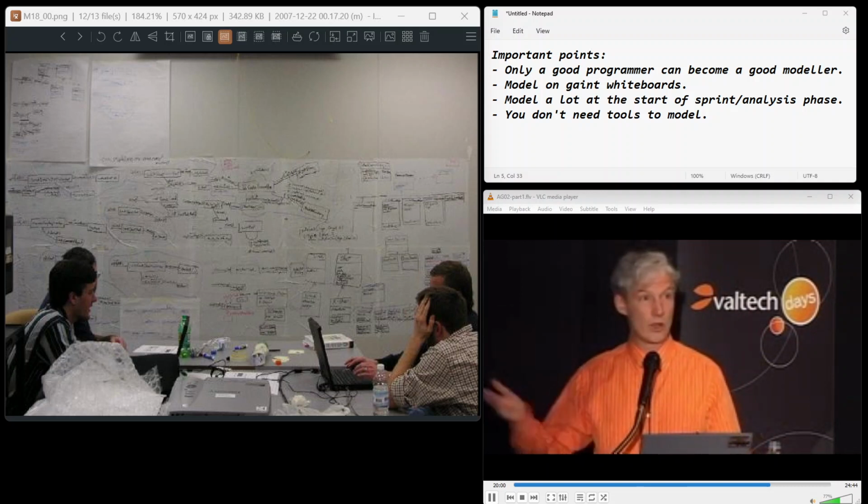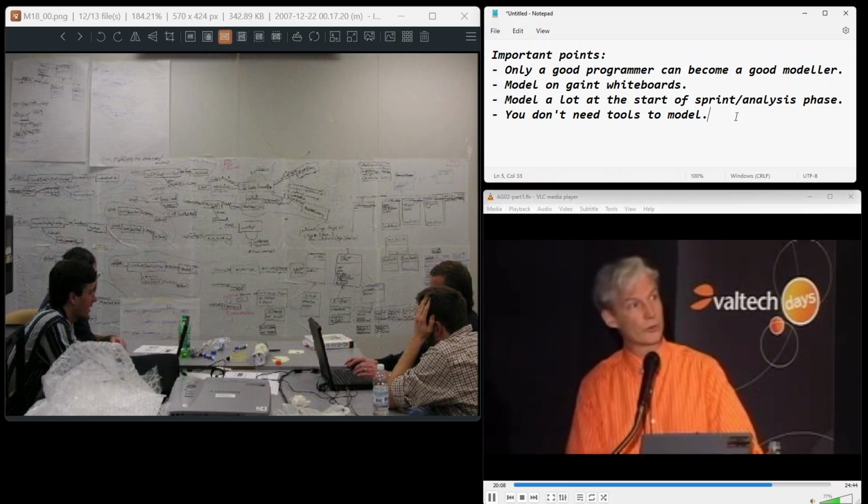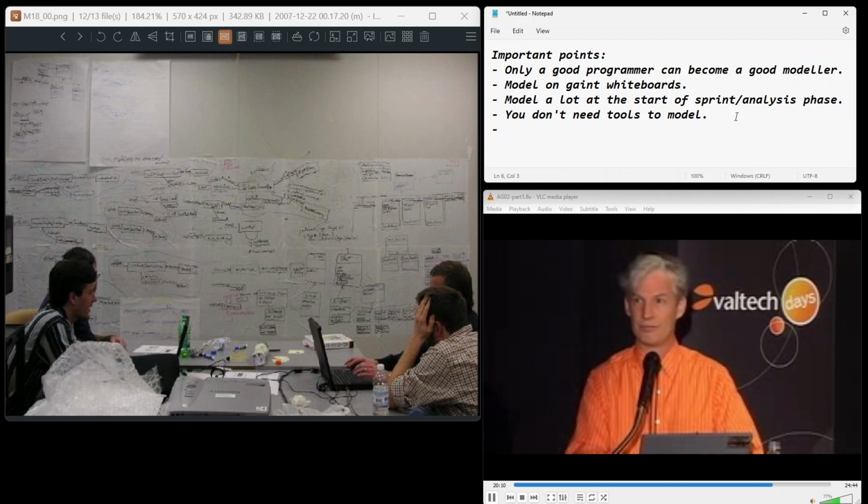And of course, all of those things on the whiteboard will eventually become wrong as they start to program. Because the only truth is code. You know, diagrams don't crash.